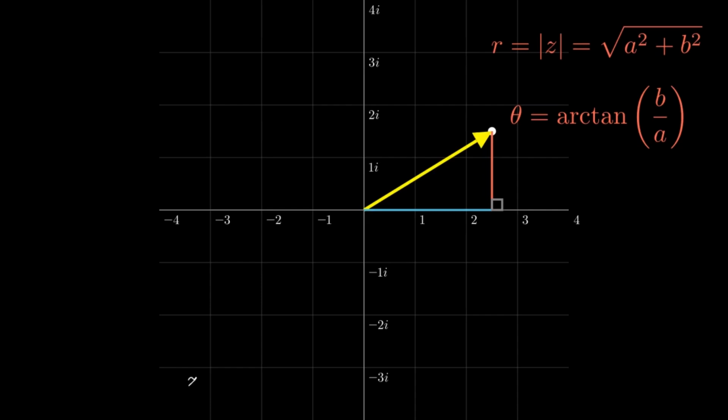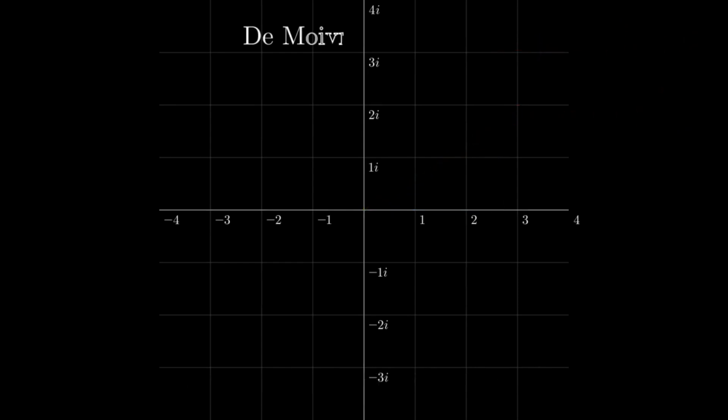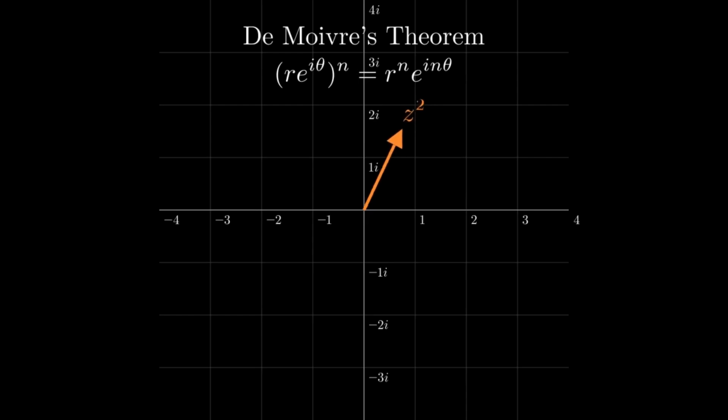For any complex number z equals a plus ib, its conjugate is defined as z bar equals a minus ib, which geometrically represents a reflection across the real axis. The modulus |z| equals the square root of a squared plus b squared, which is the distance from the origin to the point z in the complex plane.